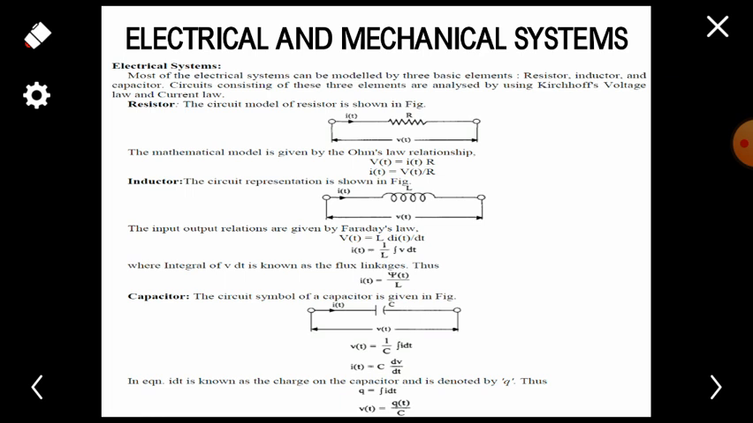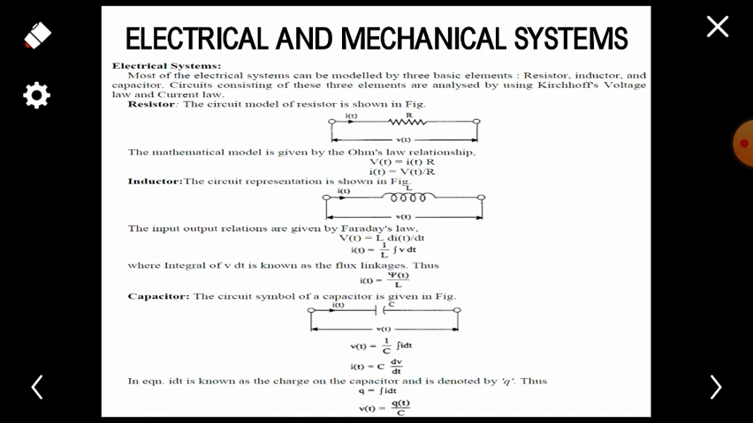The circuit representing the inductance is shown here, and for this we are using the input output relationships given by the Faraday law. So V of t is equal to L into di of t divided by dt. For current, I of t is equal to 1 by L into integral of V dt, where integral of V dt is known as the flux linkage. Thus, I of t is equal to flux of t divided by L.